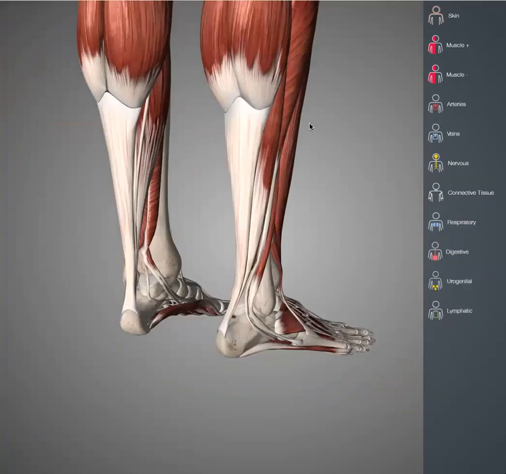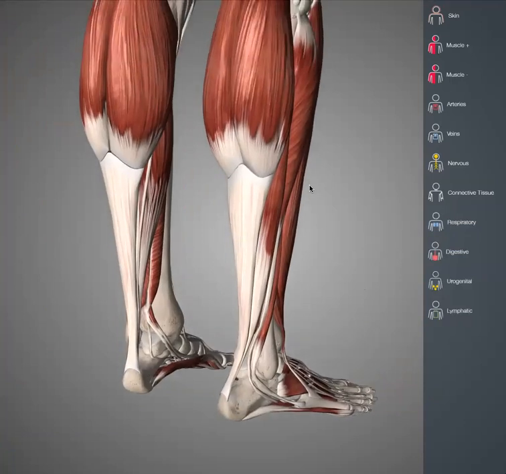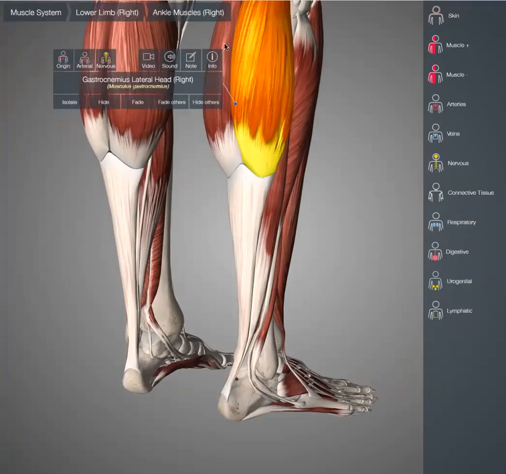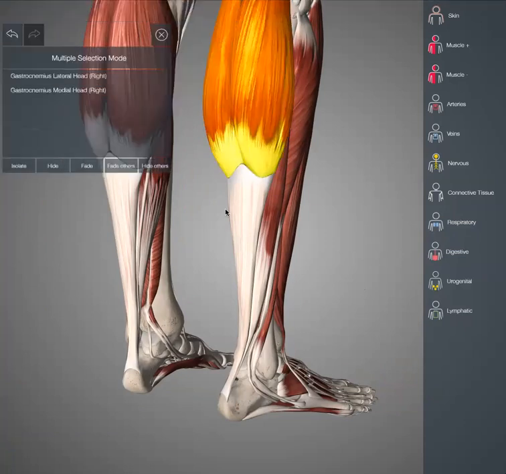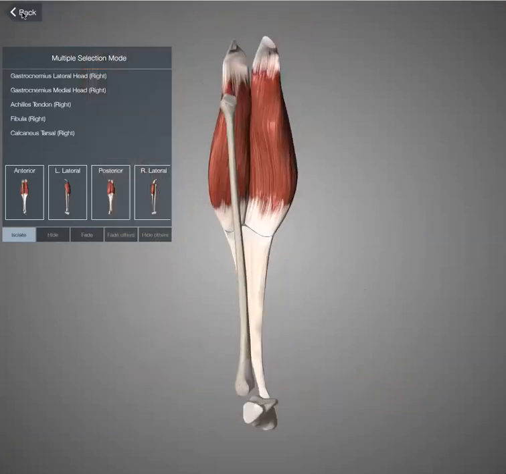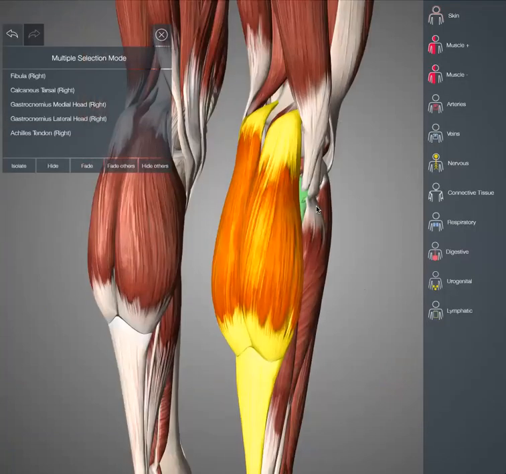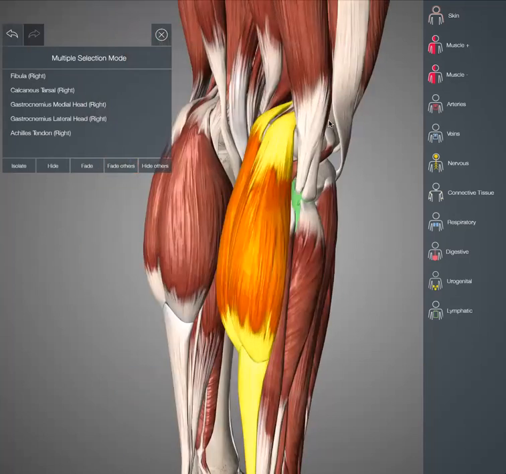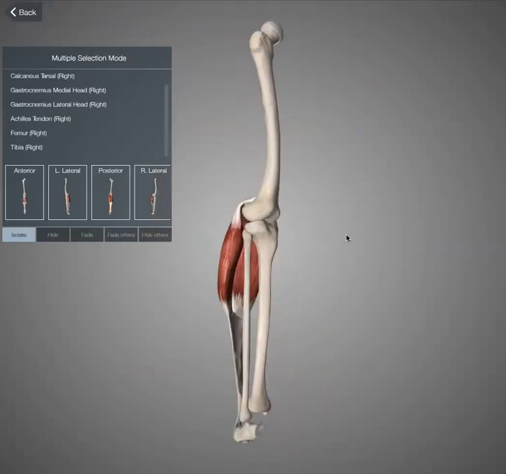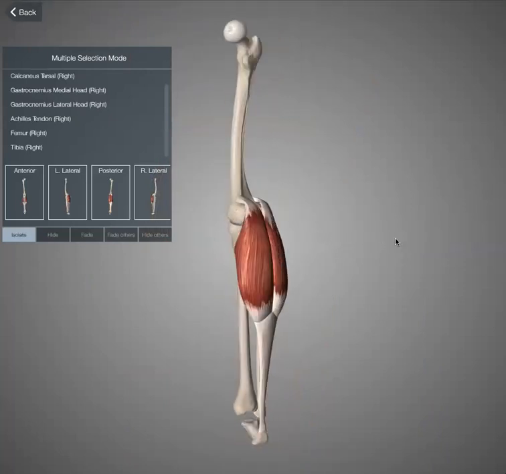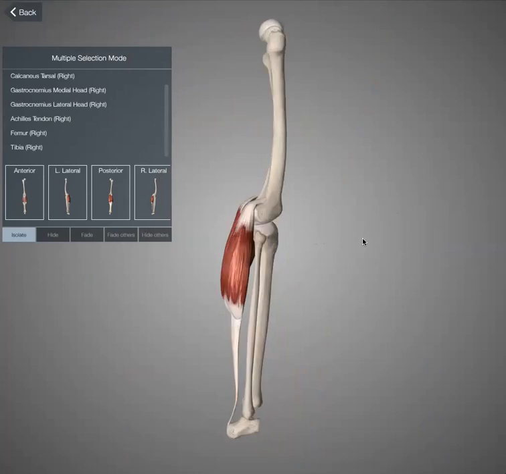The first muscle that we have to talk about is the gastrocnemius. Gastrocnemius, which is this one. It has medial head and lateral head. Let's select them. We can see that it extends even on top and goes here. Now we can see how the gastrocnemius attaches on the posterior compartment of the leg.